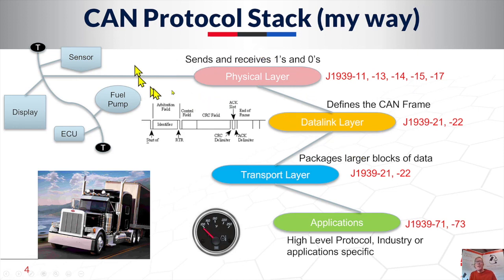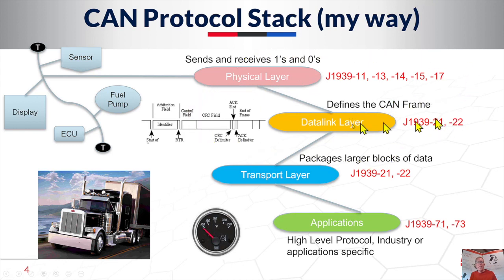Your physical layer is best understood by realizing its primary function is getting ones and zeros reliably across the network. These are the J1939 specifications that cover physical layers: 250K twisted pair, shielded cable, 500K twisted pair, and CAN FD out here on the end.